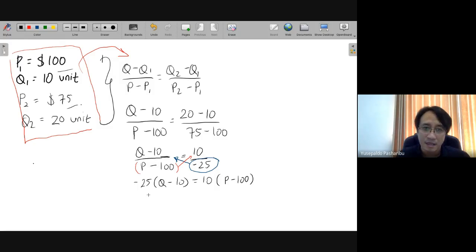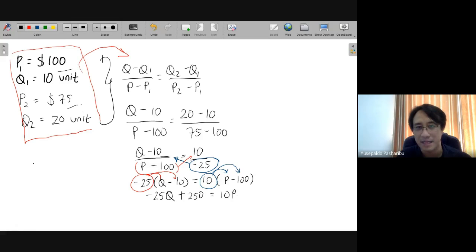This minus 25 times Q, minus 25Q. Minus 25 times Q. Minus 25 times minus 10. For this part, 10 times P and 10 times minus 100. Minus 25 times minus 10. So you have to be careful because minus times minus means plus. 250 equals 10P minus 1000.